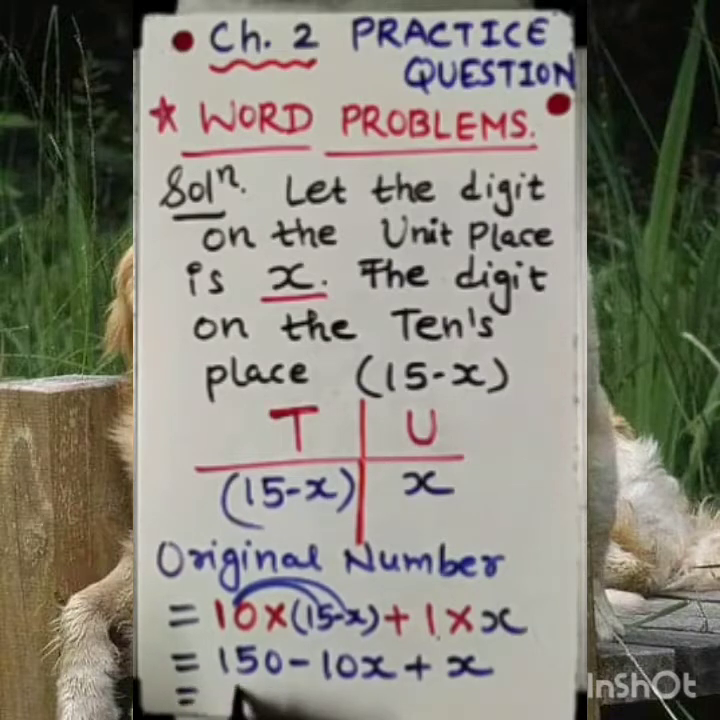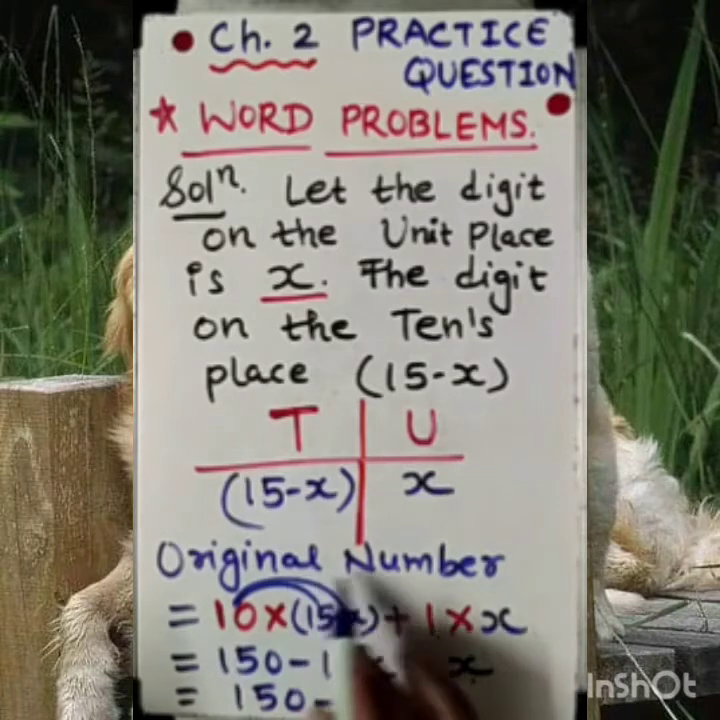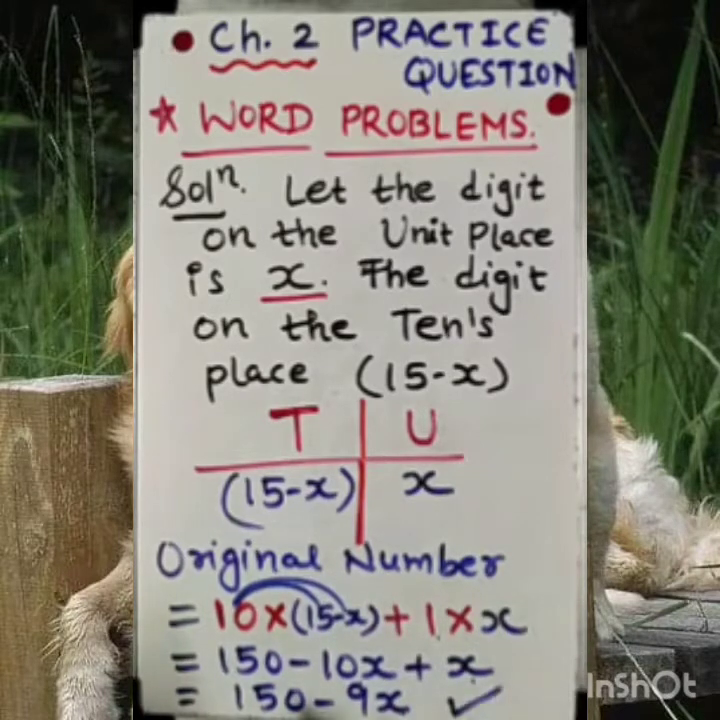After simplification, the original number will be minus 10x plus x gives the result minus 9x. So dear student, our original number is this, that is 150 minus 9x.